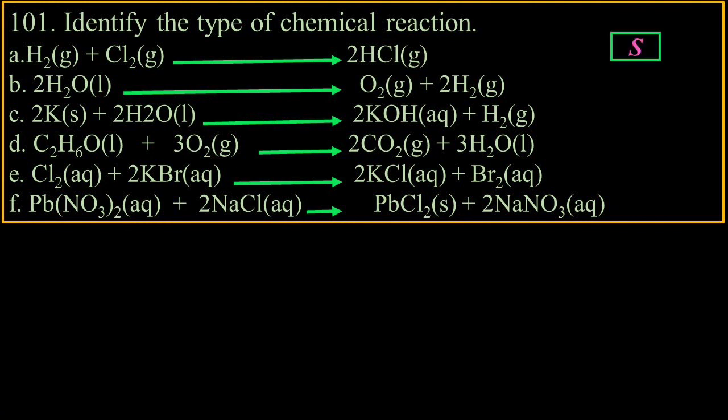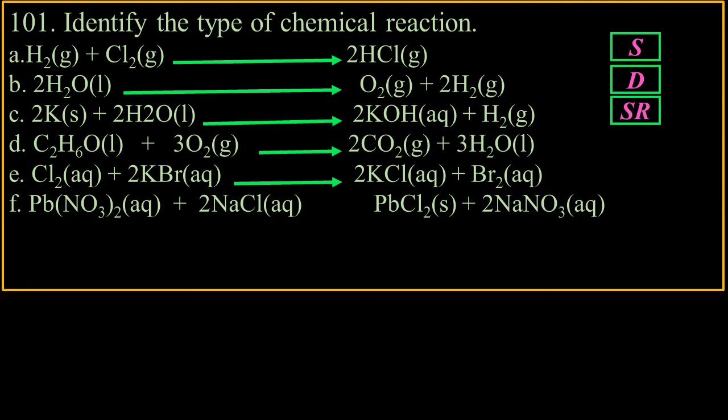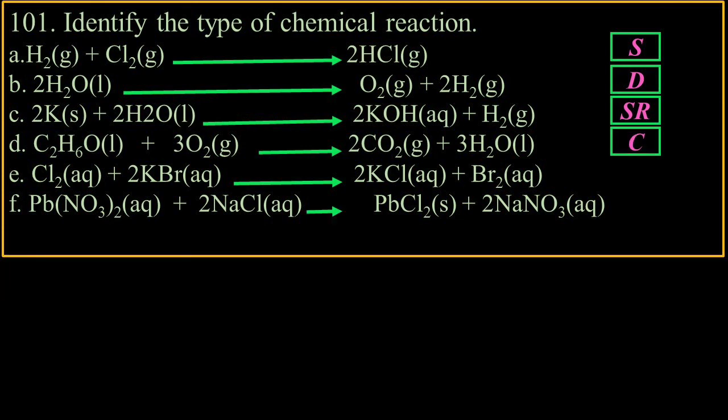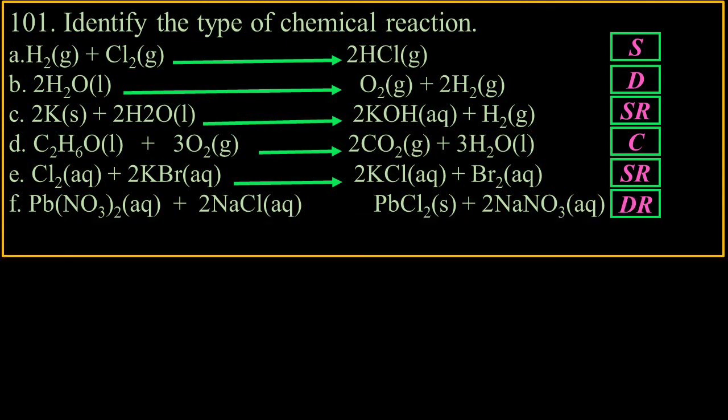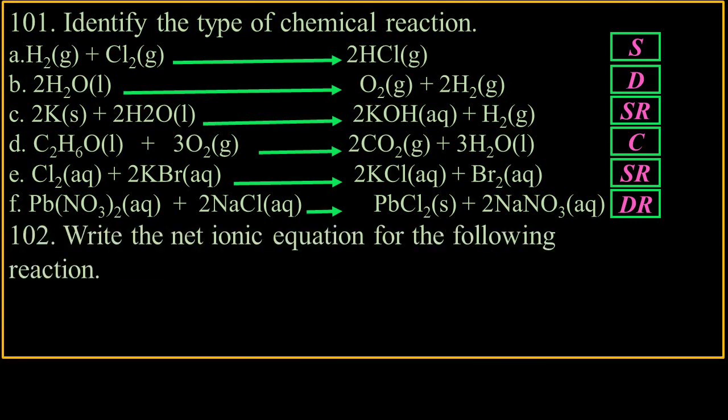Identify the type of chemical reactions. The first one is synthesis, decomposition, single displacement, combustion, single displacement, and lastly, double displacement. And there we go. So synthesis, decomposition, single replacement, combustion, single replacement, double displacement.